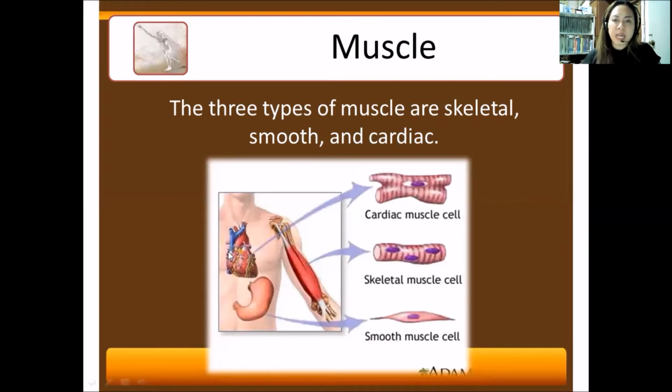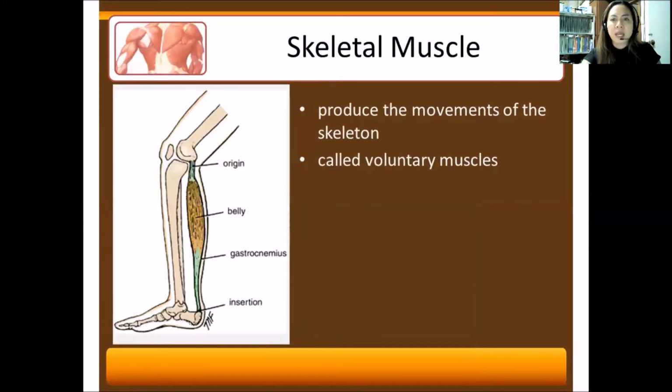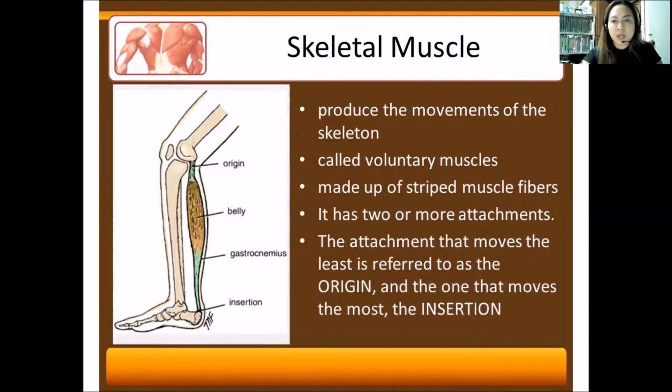Okay, so we have three types. We have skeletal, smooth, and the cardiac muscle. If we say skeletal muscle, they produce movements of the skeleton. They are voluntary. They are made up of striped muscle fibers. It has two or more attachments, and the attachment that moves the least is referred to as the origin.